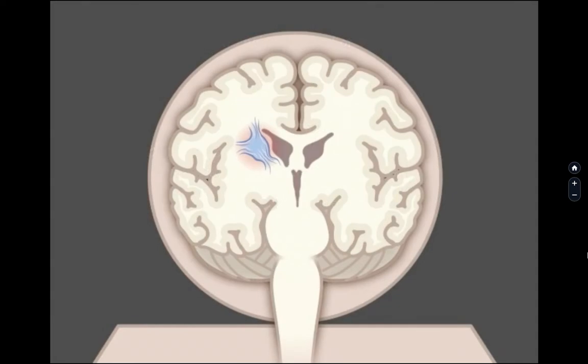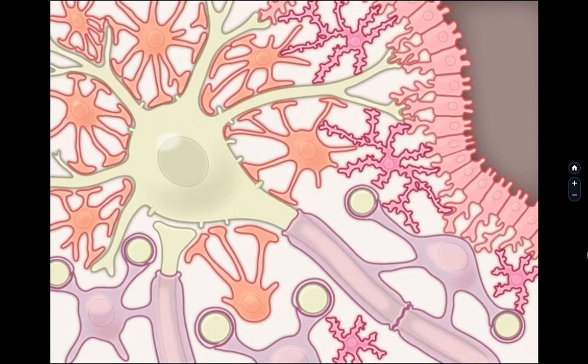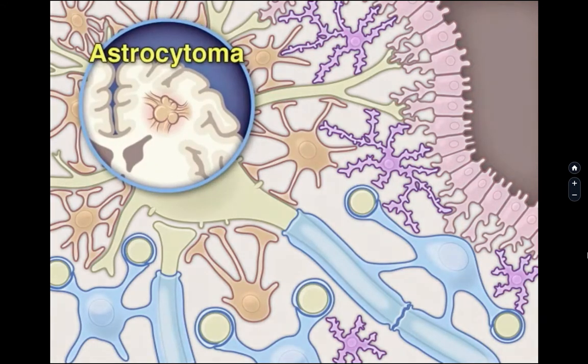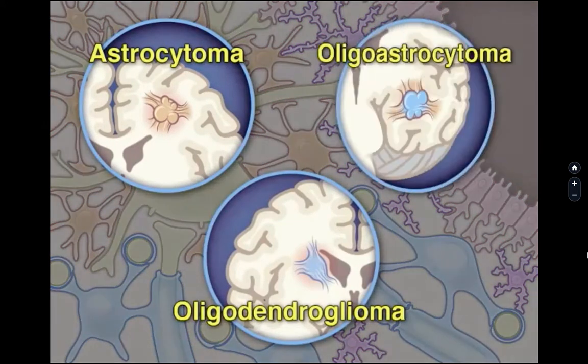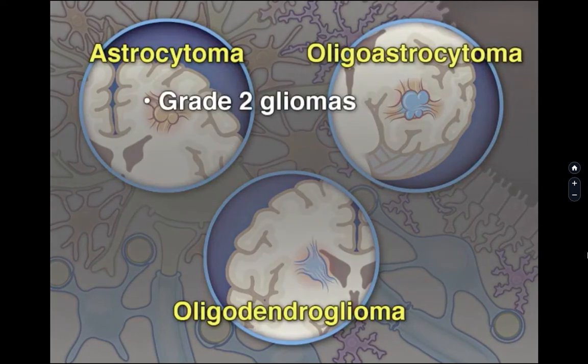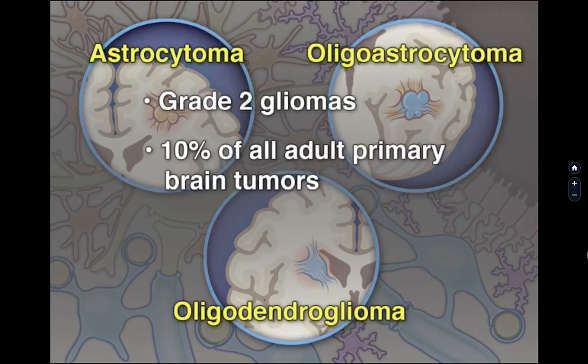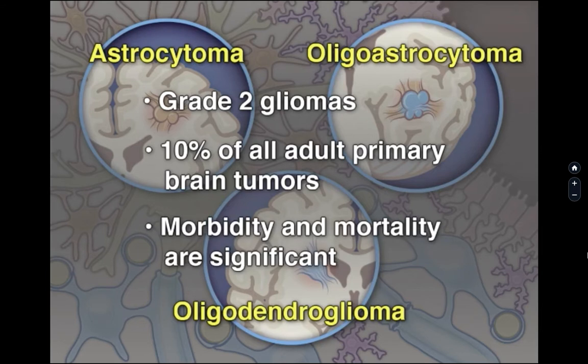Gliomas are a heterogeneous group of tumors that arise from the glia, the supporting cells of the central nervous system. Astrocytoma, oligodendroglioma, and oligoastrocytoma are grade 2 gliomas that account for up to 10% of all primary brain tumors in adults. Morbidity and mortality are significant.